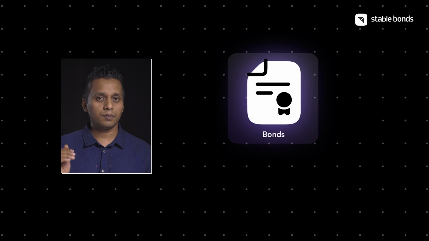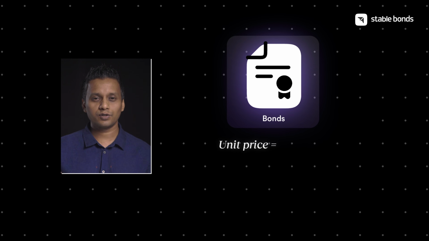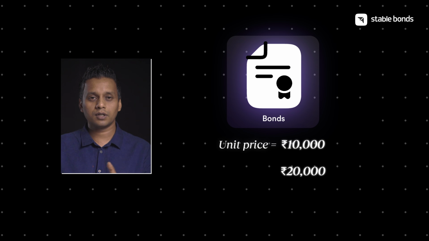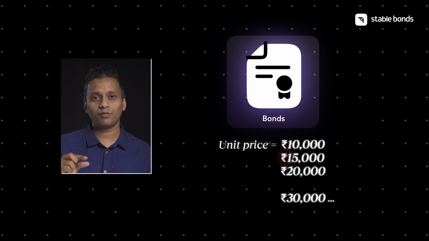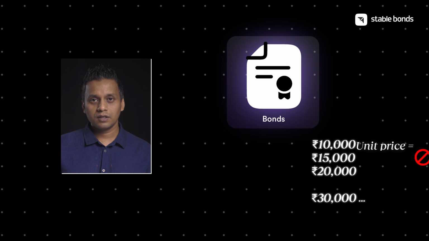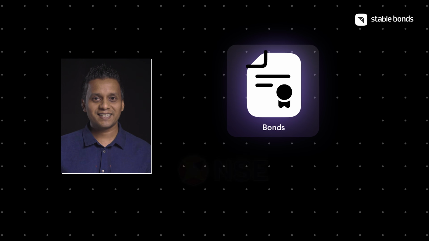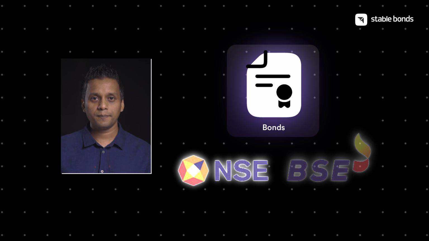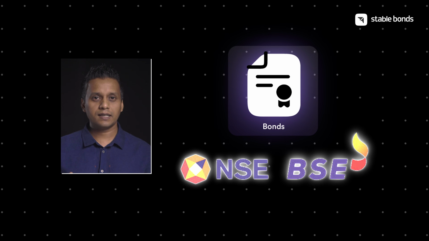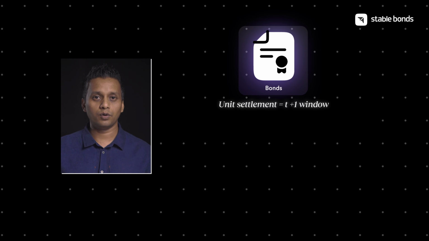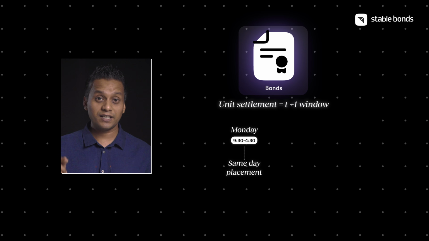So for example, if a bond unit price is 10,000, you can buy it at 10,000, 20,000, 30,000 and so on in multiples, not 15,000. Once you invest, the order is placed and settled through NSE or BSE. Typically, the unit settlement takes T+1 settlement window. That is, if you invest in a bond on Monday during 9:30 to 4:30, the trade gets placed on the same day and gets settled on Tuesday.